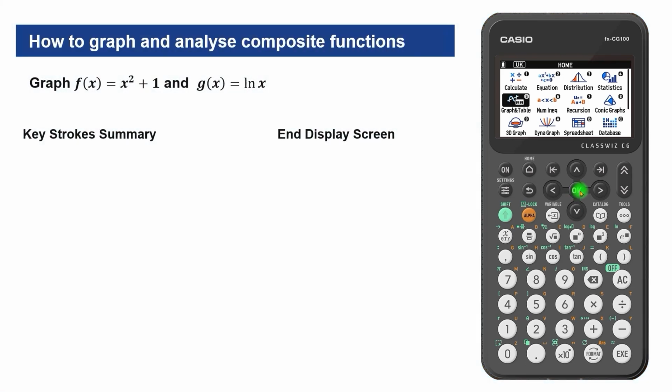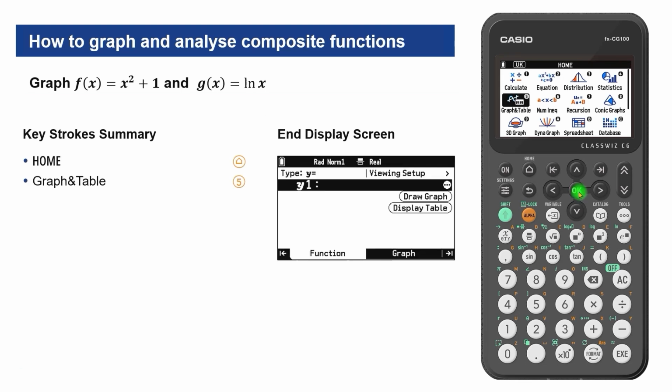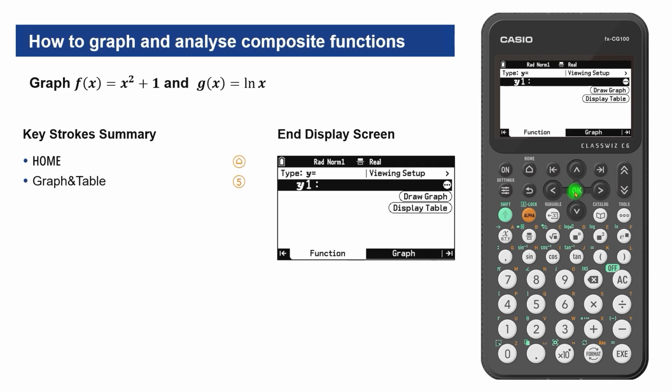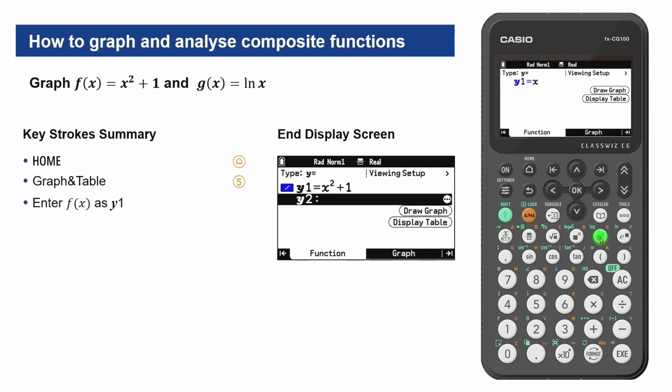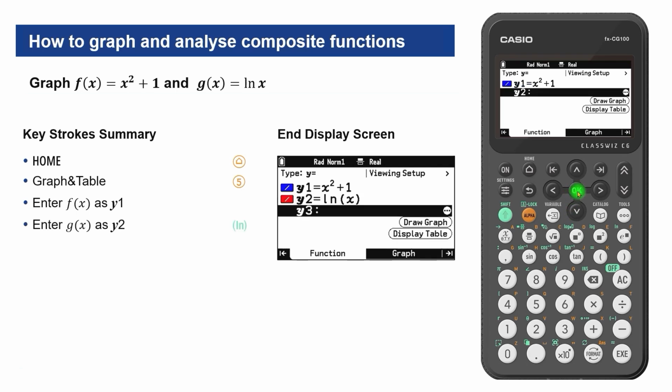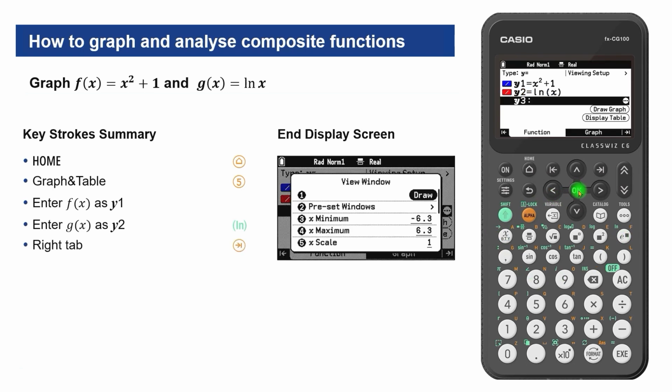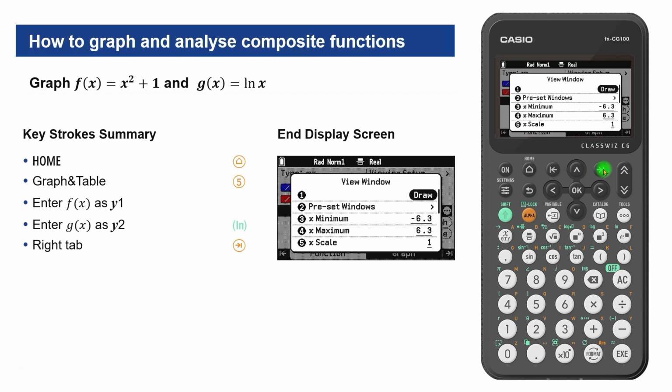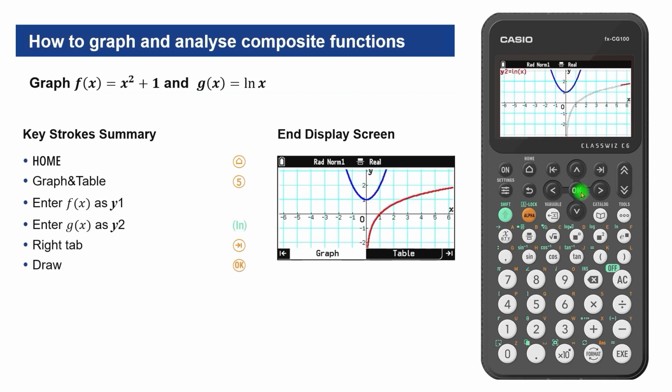To start, we shall graph these two functions. Press Home and select Graph&Table by scrolling or using the shortcut. Enter the first f of x function as y1 for reference. Then using the secondary function of e, pressing Shift first, enter the g of x function as y2. Right tab to open the View window pop-up, and select Draw. The domain and range of each function can now clearly be seen, which will influence later working.